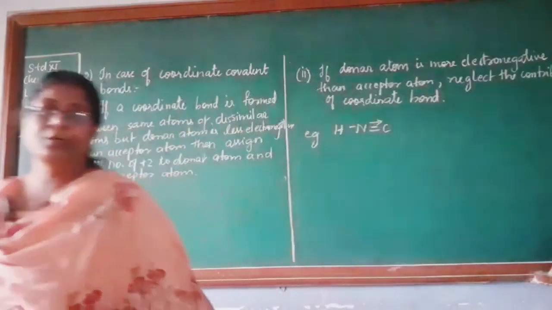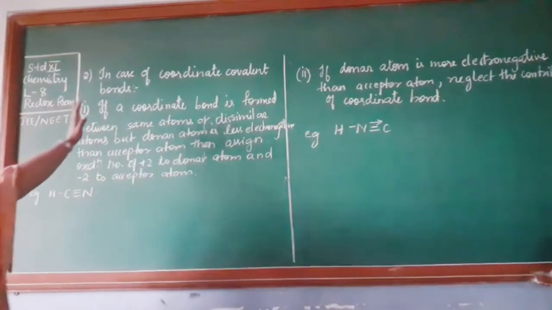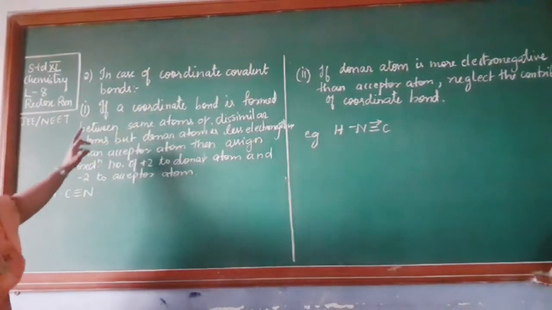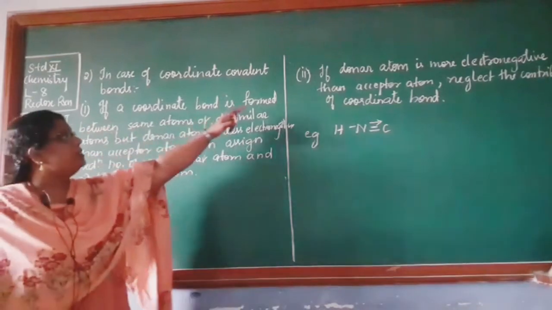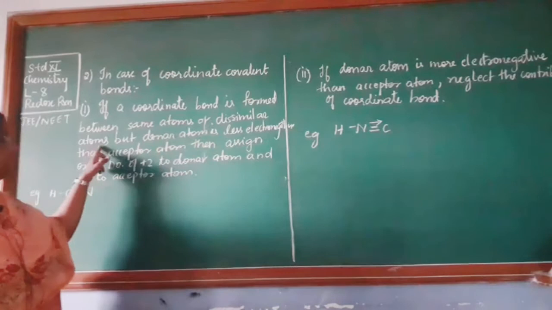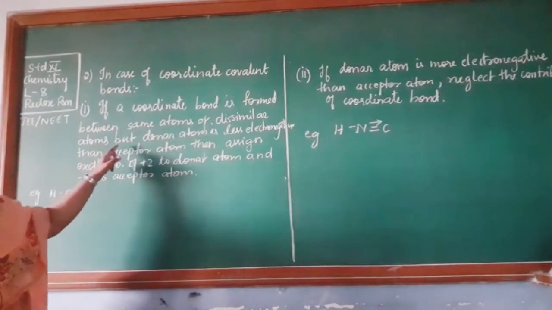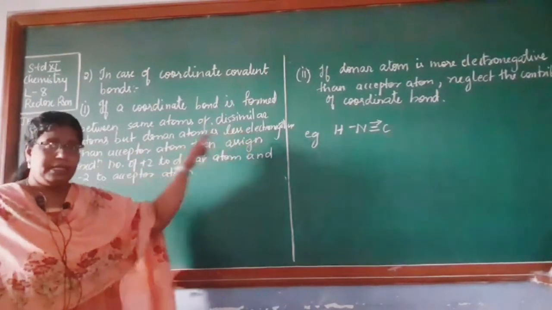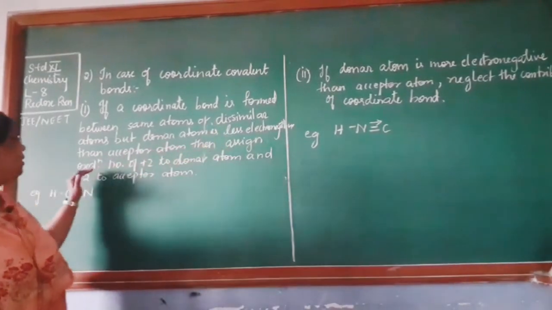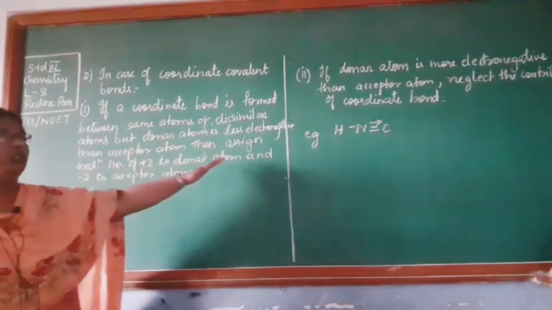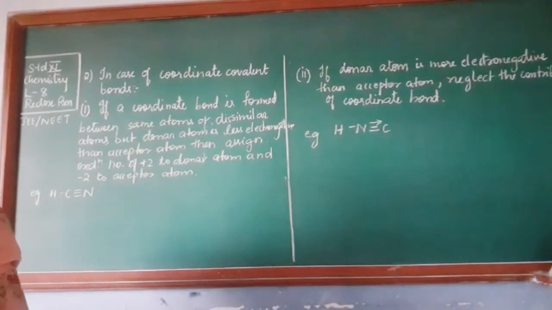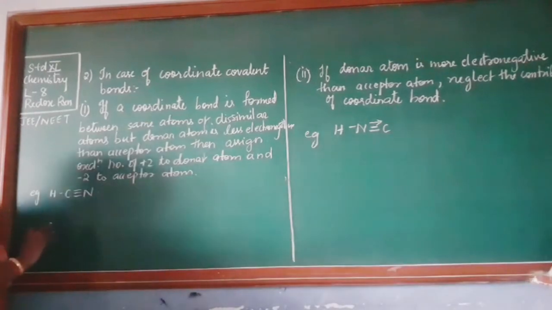Now look here, one more case you can see, that wherever there is a coordinate covalent bond existing, if a coordinate bond is formed between the same atoms or dissimilar atoms, but if the donor atom is less electronegative than the acceptor atom, then assign the oxidation number of +2 to the donor atom and -2 to the acceptor atom. So we understand this with an example.